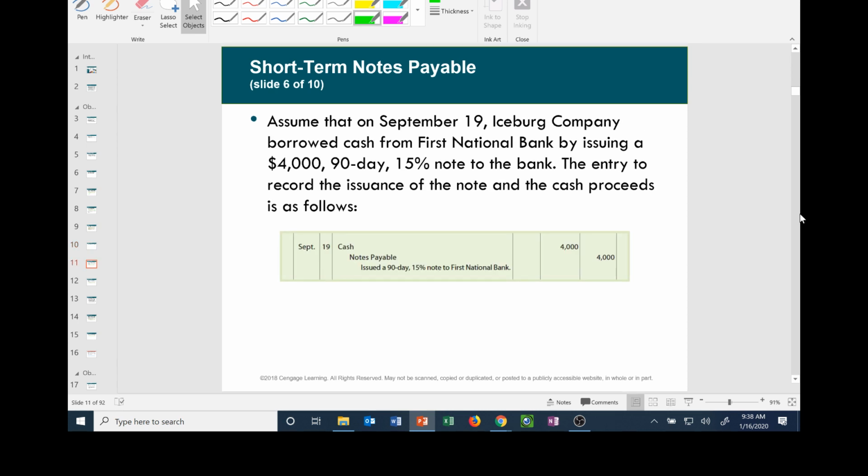You borrow money from a bank based on a note, as I said. All right, calculate the interest on this note real quick. Make sure you can calculate the interest.